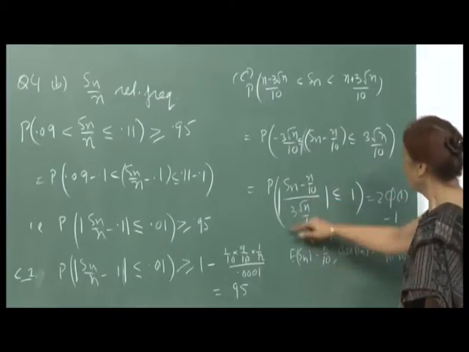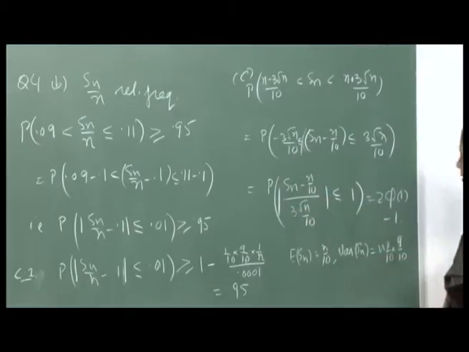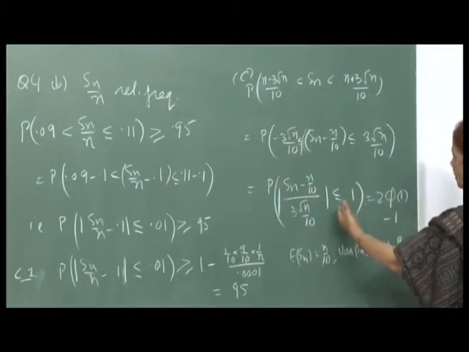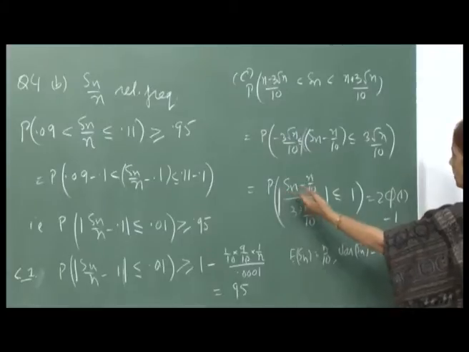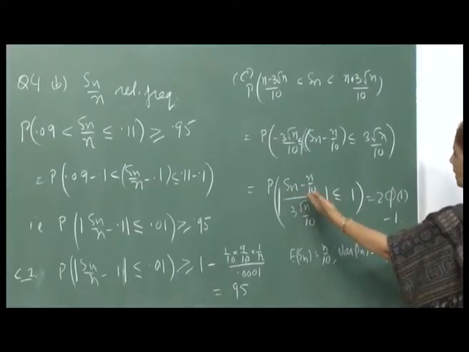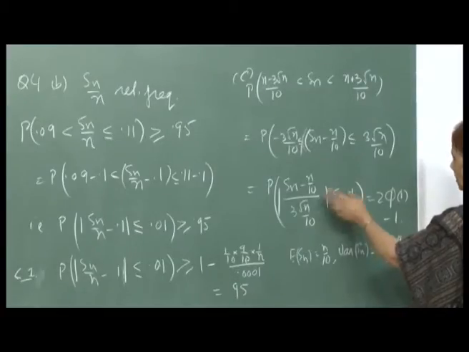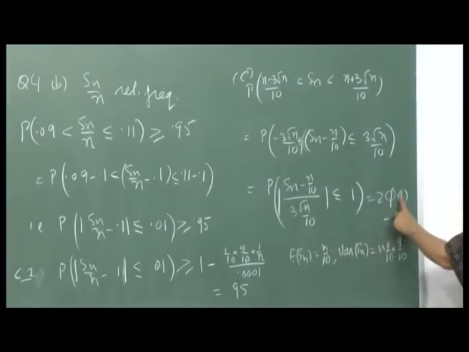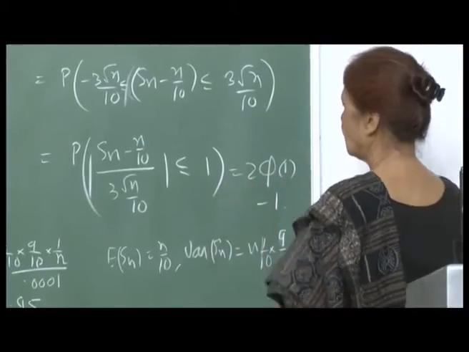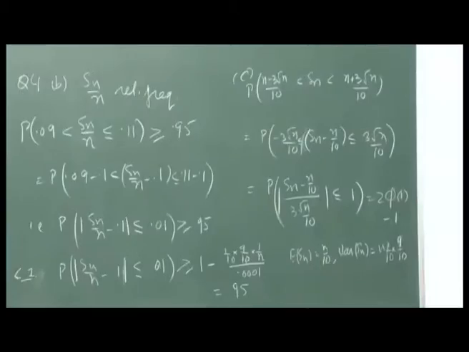So, when you divide, this becomes a standard normal variate, and the central limit theorem says that, for n large enough, the probability that this is less than or equal to 1 is approximately 2 phi of 1 minus 1, right. The value of phi of 1 is given to you at the end of the problem, and so you can compute this. So, this was a good use of the central limit theorem.